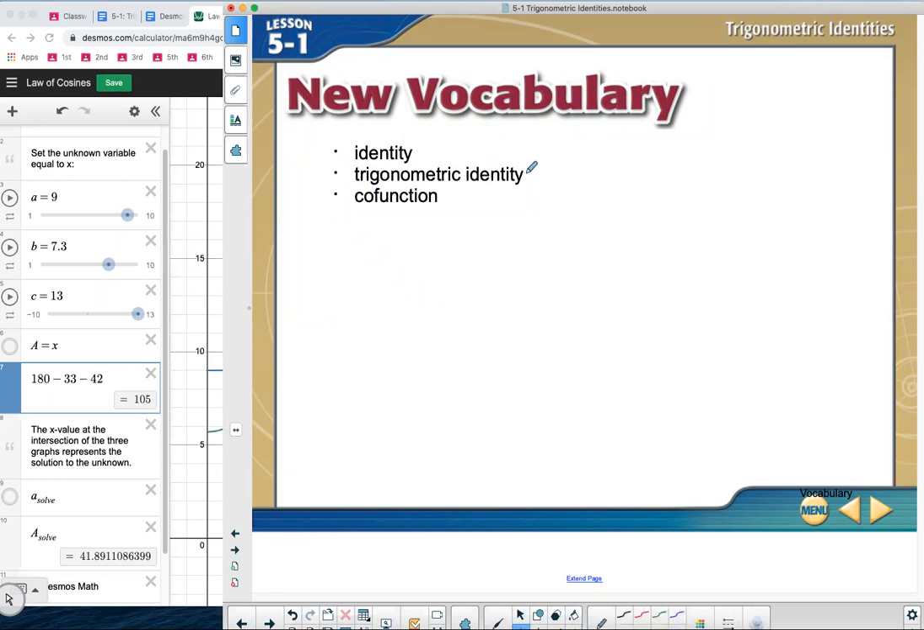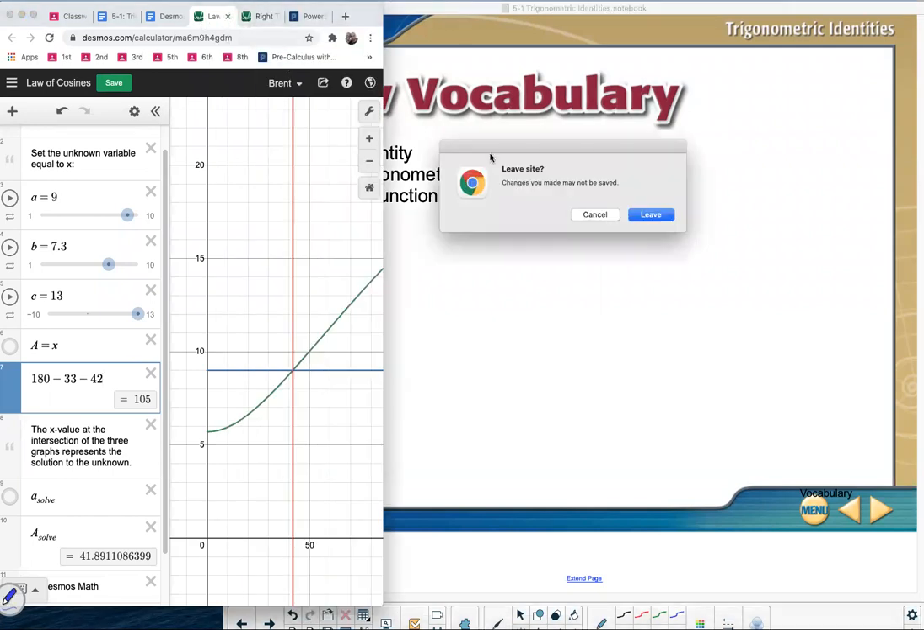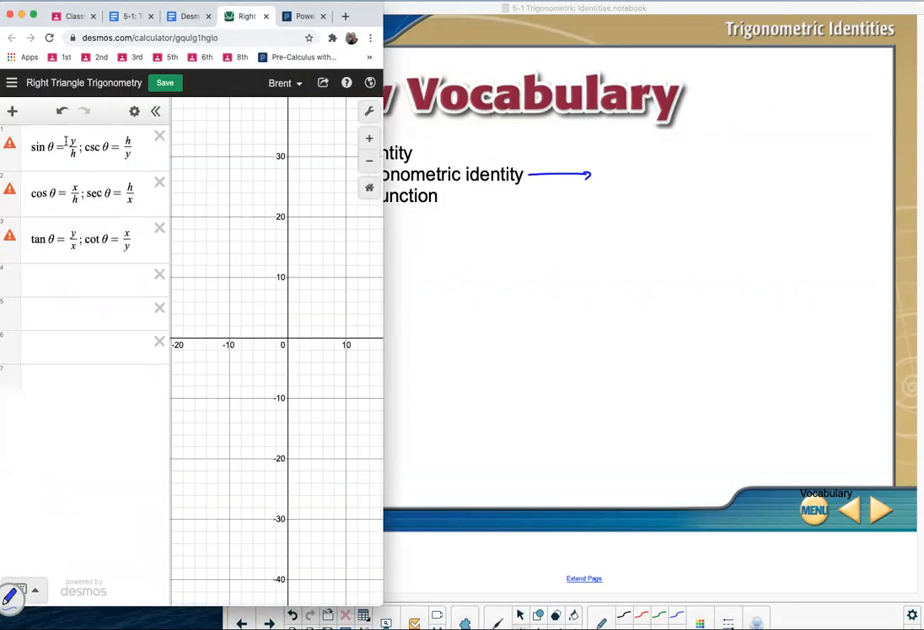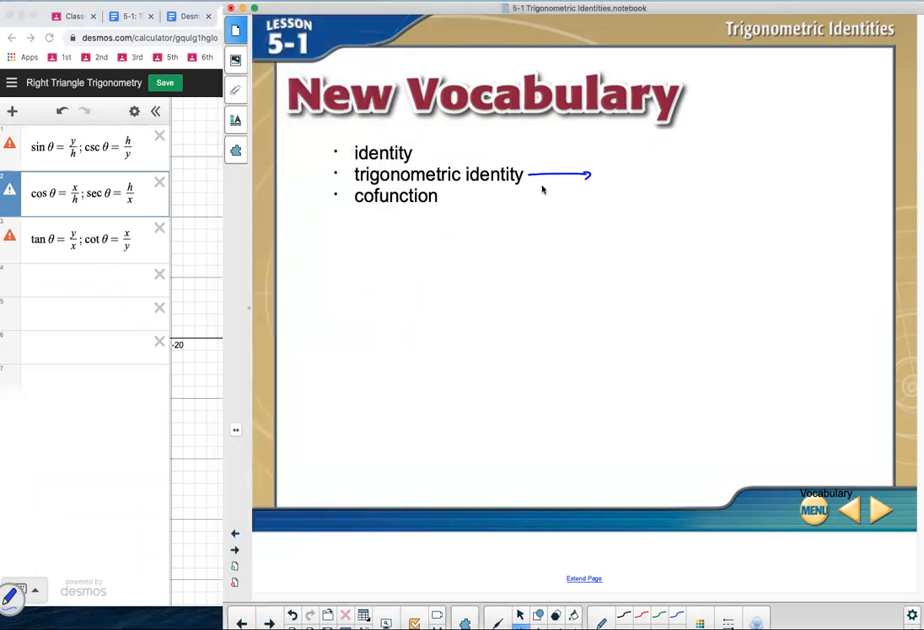So specifically, we're working with trigonometric identities. Here's a basic one you already know. Here's an identity of sine. Sine is y over h. That's an identity, if you have an angle in standard form. Cosine is x over h. That's an identity. We are going to be dealing with trigonometric identities, all brand new ones. Cofunction is one of those identities.